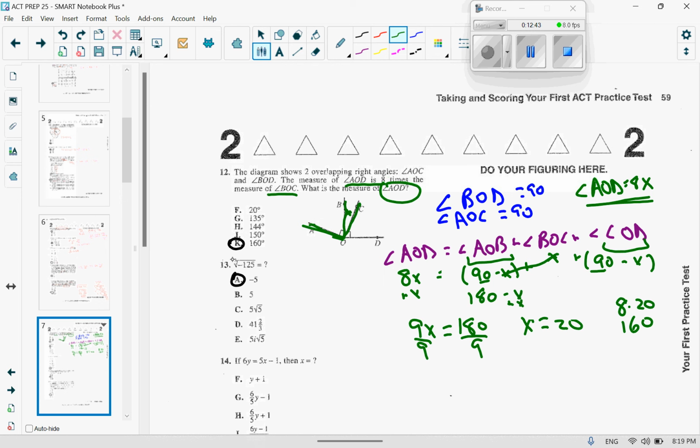Number 3, you can't really read that. That's the cube root, the third root. That'd be negative 5, because negative 5 times negative 5 times negative 5 equals negative 125.